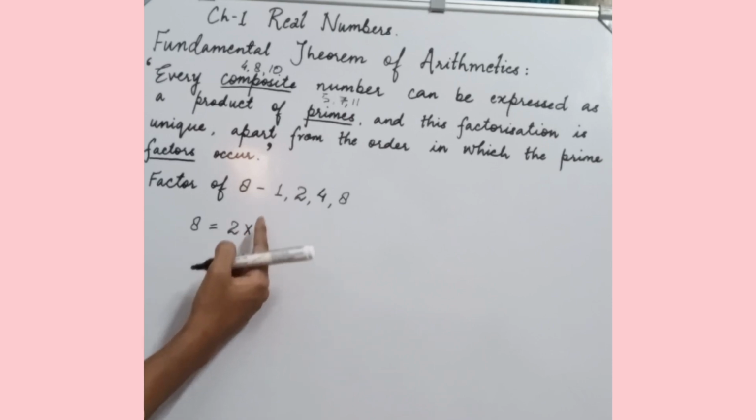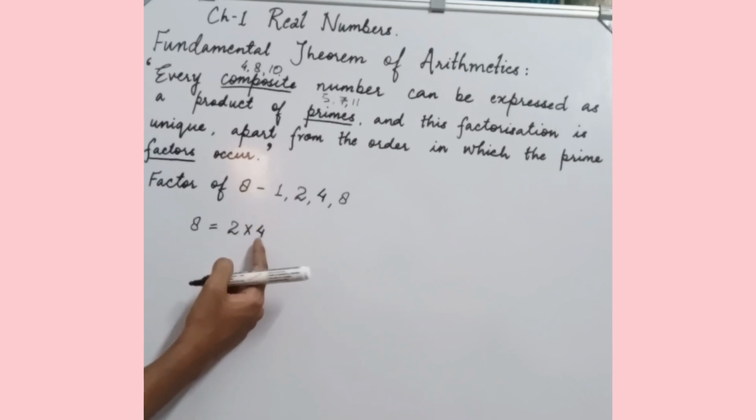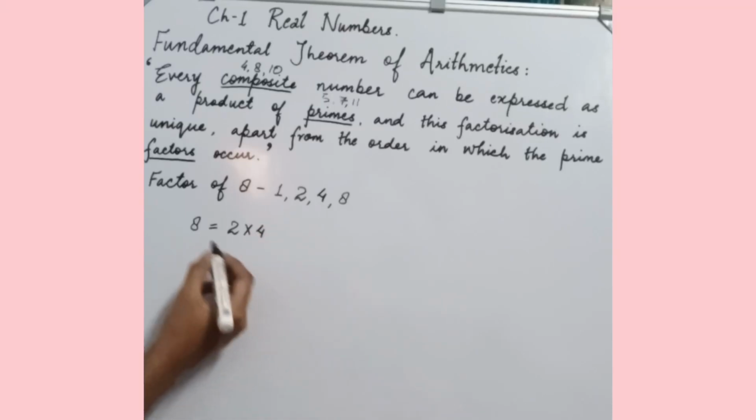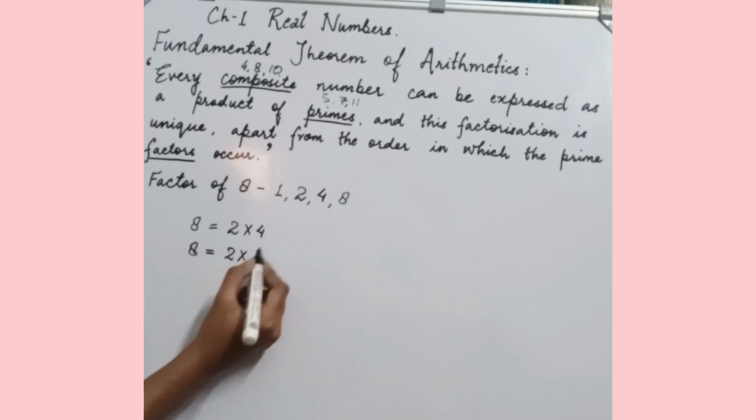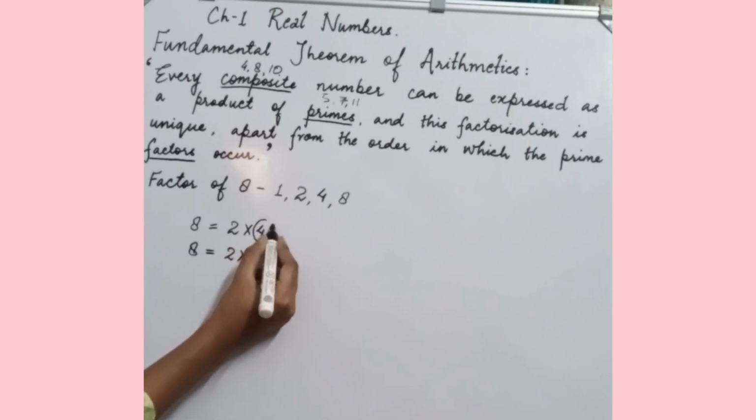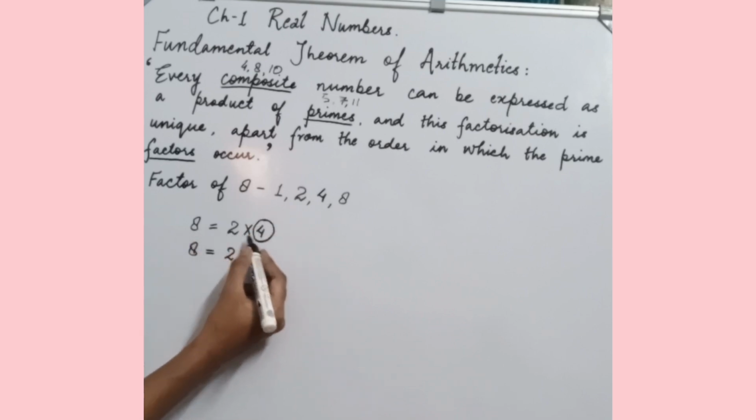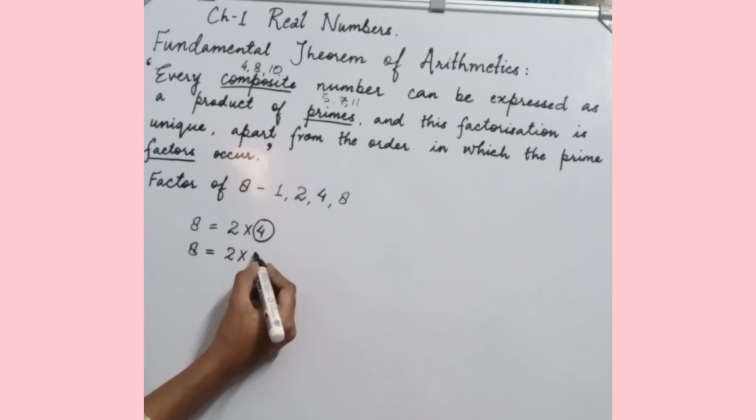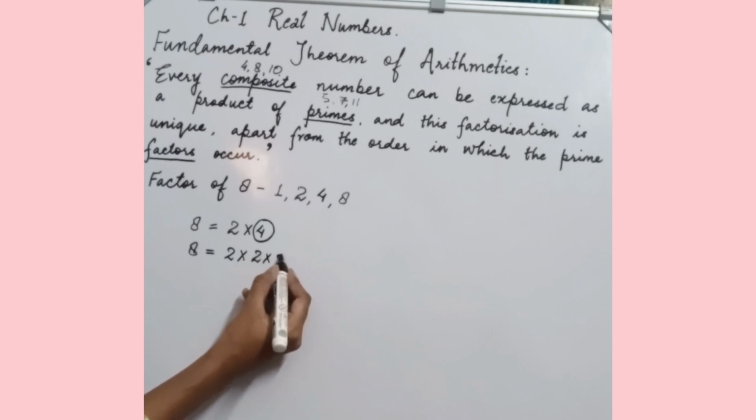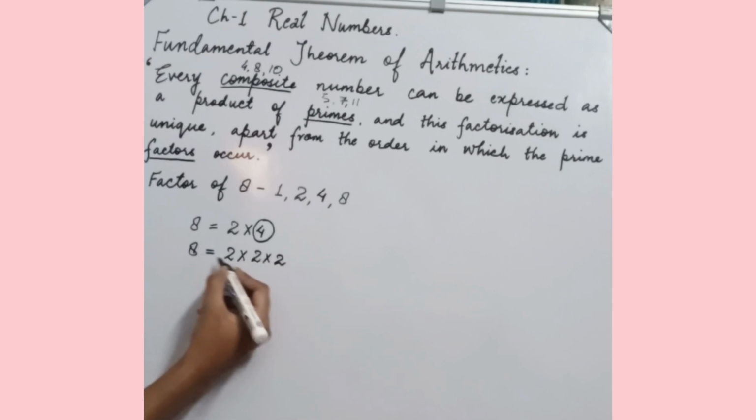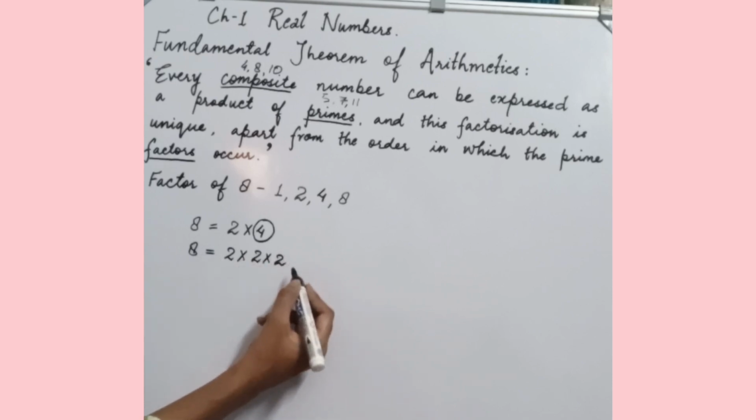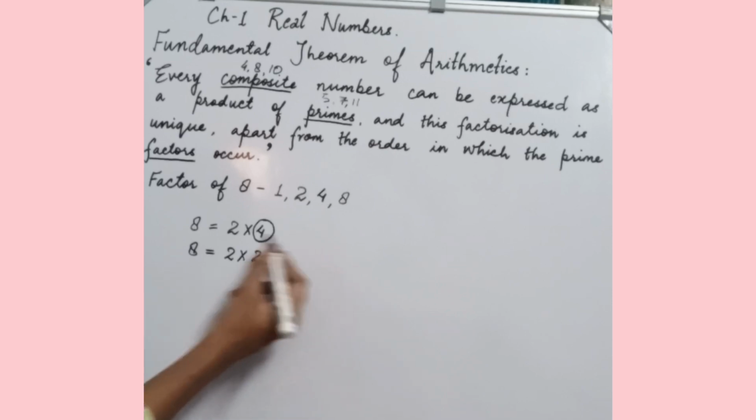So what can I replace here in place of 4? Can I write 4 as 2 into 2? Because what is 4? 4 is 2 2s are 4. So we can also write 8 as 2 into, in place of this 4, because we have to write 8 as the product of primes. So in place of 4, we will write 2 into 2. Now see, 8 is equal to 2 into 2 into 2. We have found this expression.